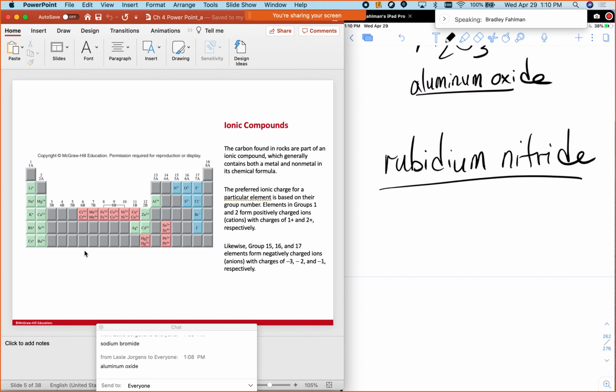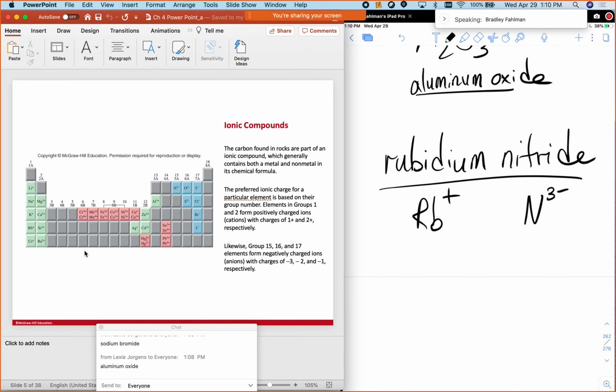What is the formula for this name? The strategy here is to write the ions with their right charges. So rubidium is Rb+, because it's in group 1. And then nitride, what would be the charge of nitrogen? I guess it's on the slide, isn't it? So, yeah, N3-.